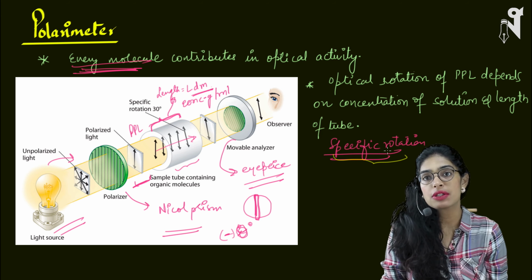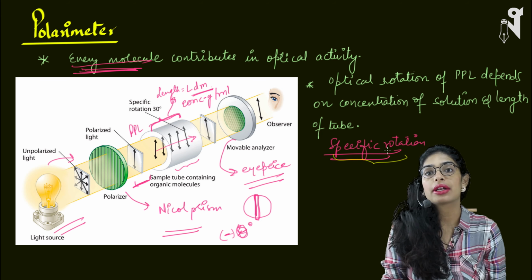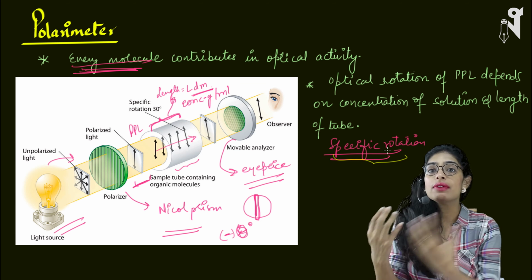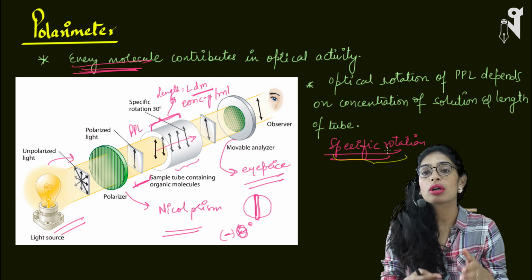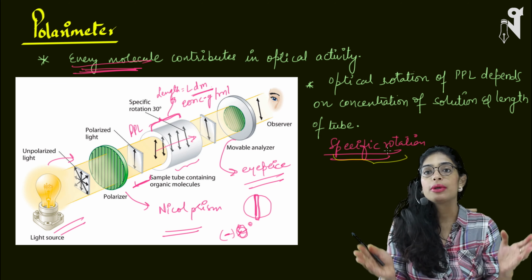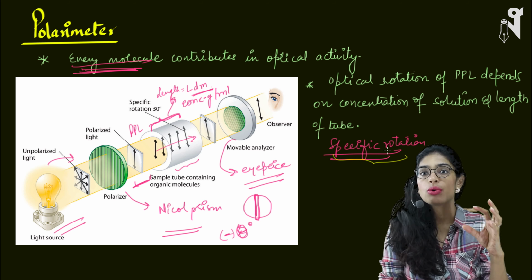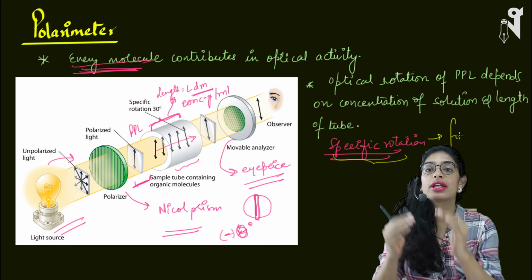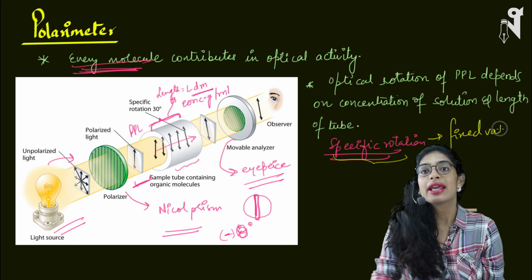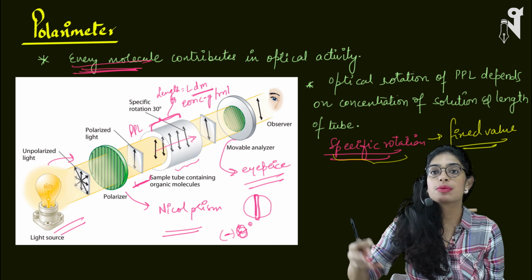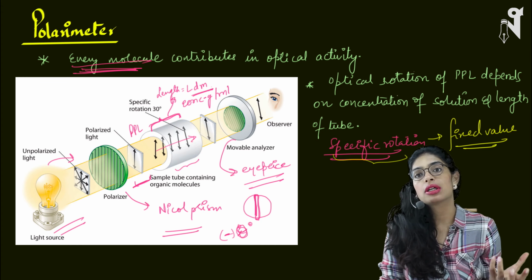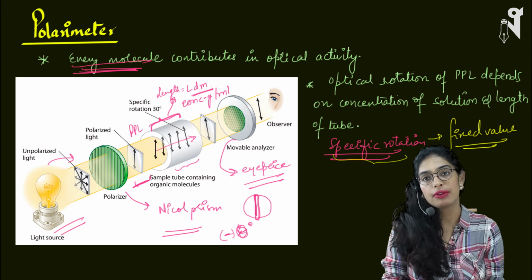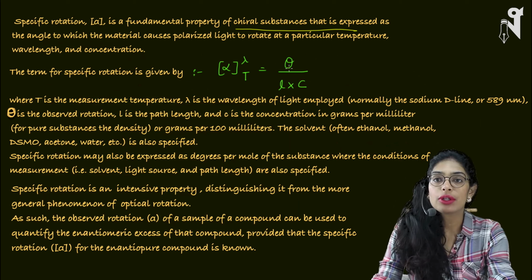So let's see what specific rotation is exactly and understand it in much more detail, because whenever we talk about the rotation, we will be talking about the specific rotation. We will not be talking about the actual rotation. Specific rotation is the more standardized term which has been designed in such a way that we can fix the value of rotation irrespective of concentration, irrespective of length of the tube, for a particular compound at a particular temperature and particular wavelength. Okay, so let's talk about specific rotation.